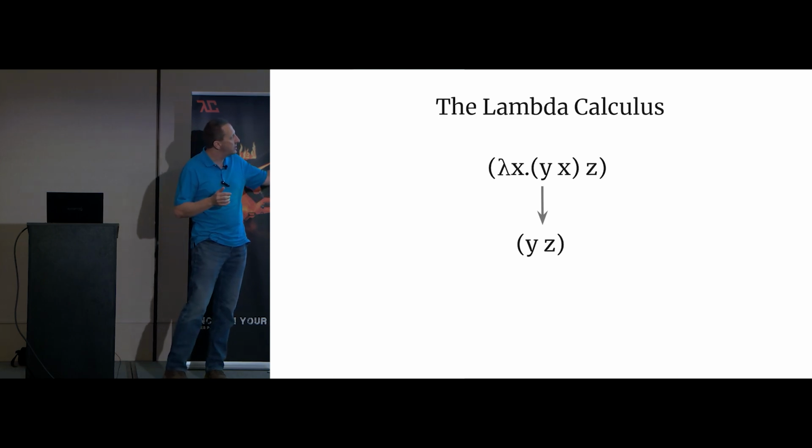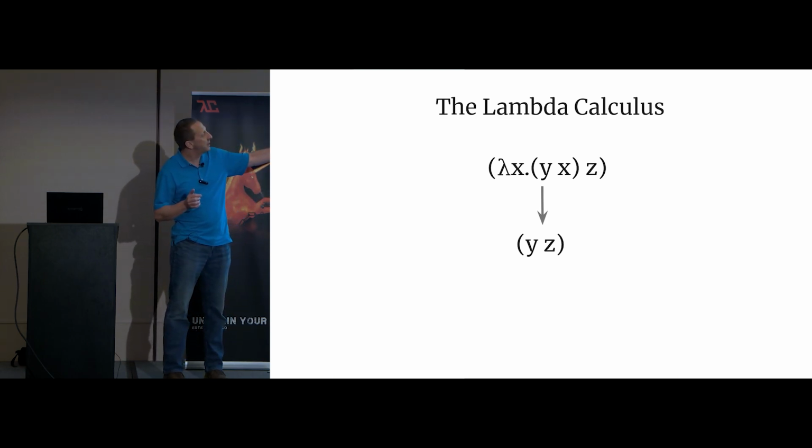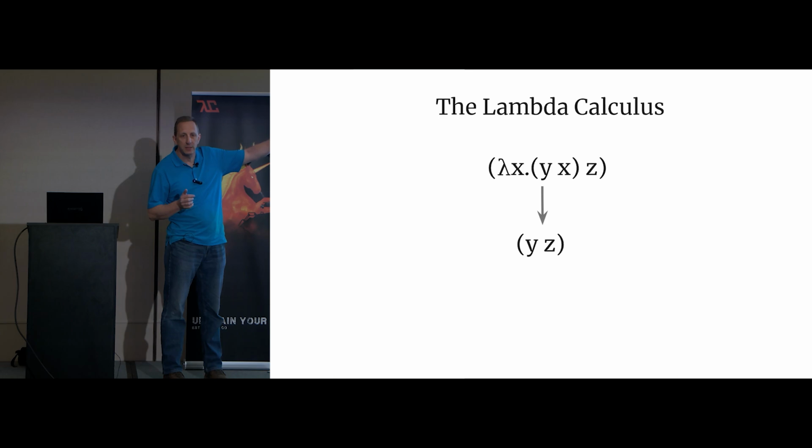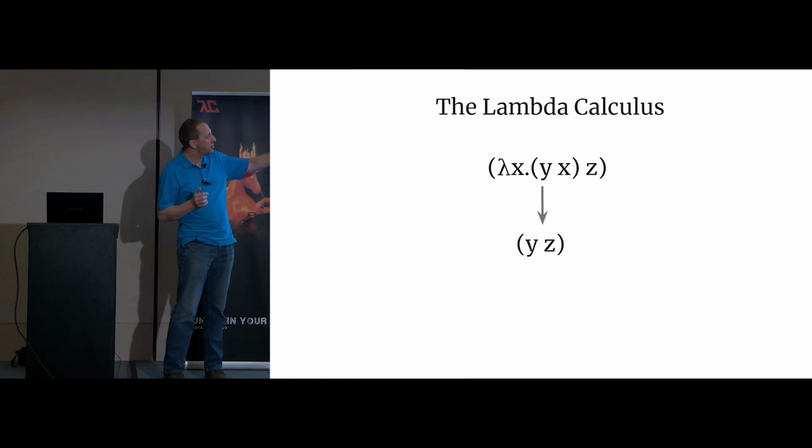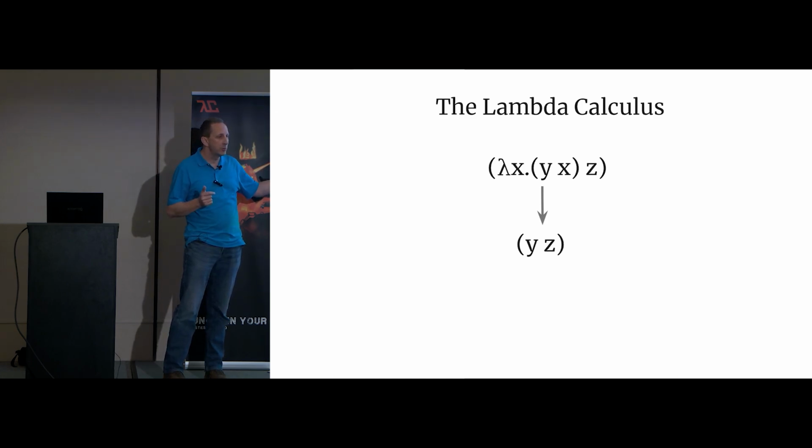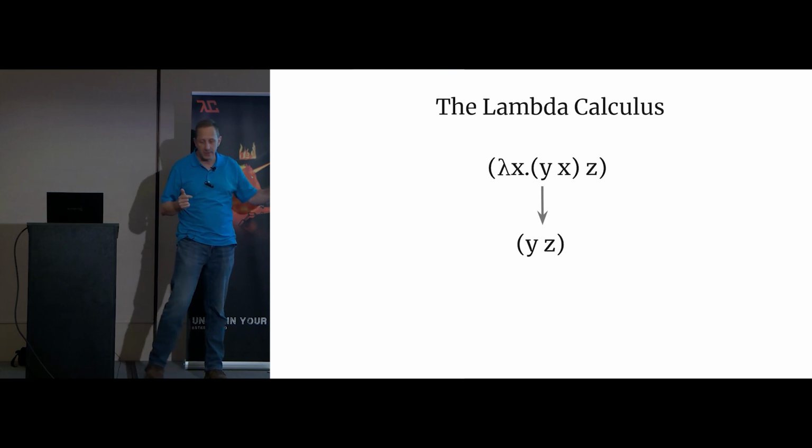So an application, in this case, the lambda expression is being applied to z. So z is a free variable, and so you just replace the parameter in the body of the lambda expression with whatever the argument is. So the lambda expression becomes just yz. Everybody see that?